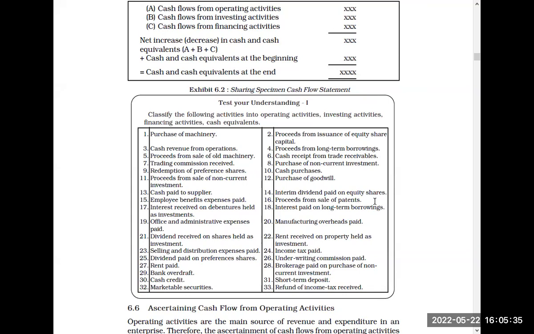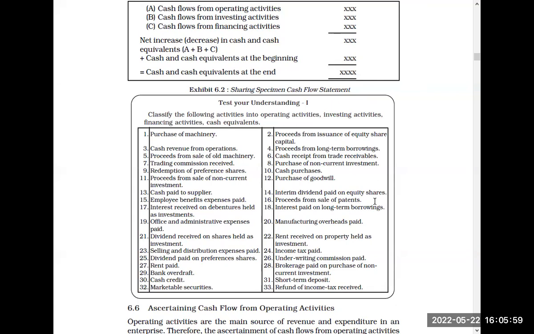22 is investing. 22 also investing. 23, operating. 24, operating. 25, financing. 26, this we have not discussed.